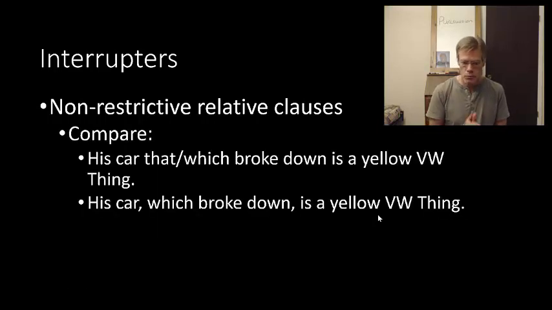Here's another example. His car that broke down is a yellow VW thing, versus his car, which broke down, is a yellow VW thing. I want you to notice that with the restrictive relative clause, there's an assumption that this he, whoever it is, has more than one car. And the one that we're talking about is the one that broke down. And that one happens to be a yellow VW thing. In the second sentence, the assumption is he only has one car. And we're giving this extra information that it broke down. So you could say his car is a yellow VW thing, it broke down. In this one, we couldn't separate it.